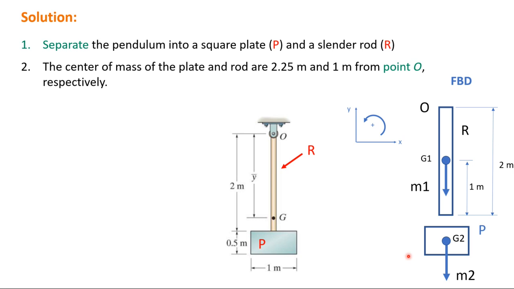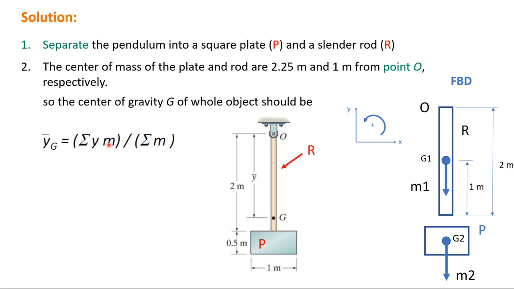Step 2: the centers of mass of the plate and the rod are going to be 2.25 and 1 meter from the point O respectively. You can see that this is the point O, so the center of mass for the rod is going to be 1 meter below. The center of gravity for the block is going to be 2 plus 0.25, so it makes it 2.25 from there.